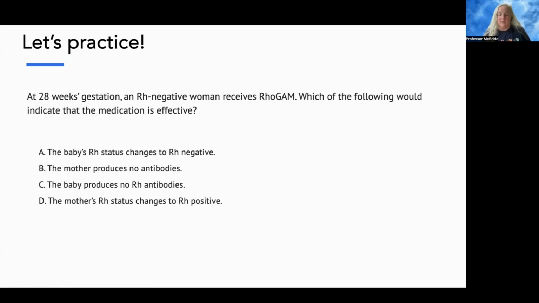So now let's look at the other two choices. The mother produces no antibodies or the baby produces no Rh antibodies. Who produces antibodies? The concern is with the mother producing antibodies that would affect a future pregnancy. So the correct answer here is B. The mother produces no antibodies.